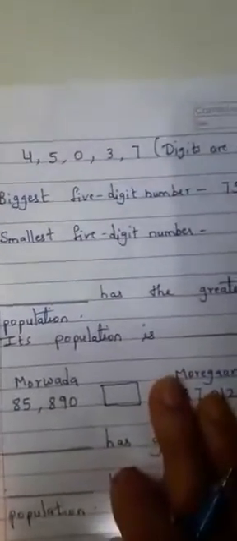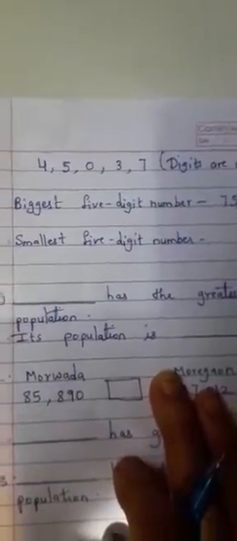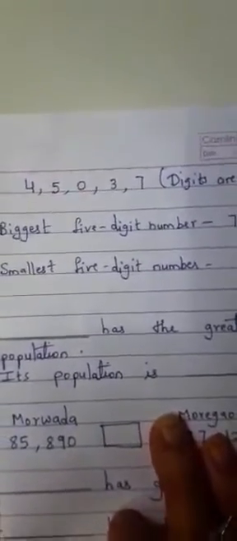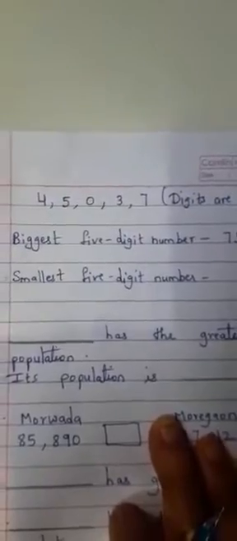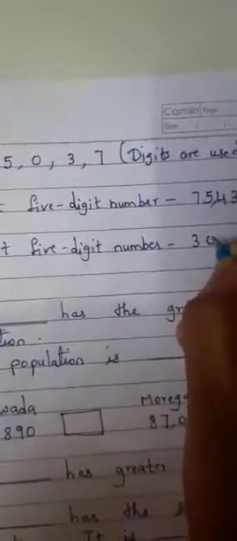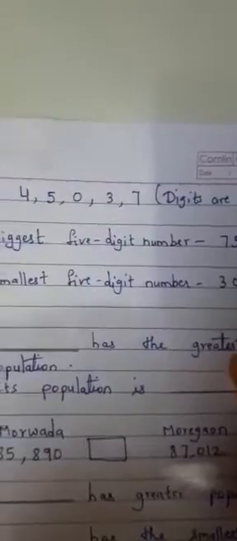Now the digits are 4, 5, 0, 3 and 7, and we want a 5-digit number. So we cannot write 0 in the first place, because if we write 0 in the first place, we will get a 4-digit number. And to get the smallest number, we have to write in ascending order. So we will write 3, 0, 4, 5, 7. This is the smallest. 0 is written in the second place because we want a 5-digit number.